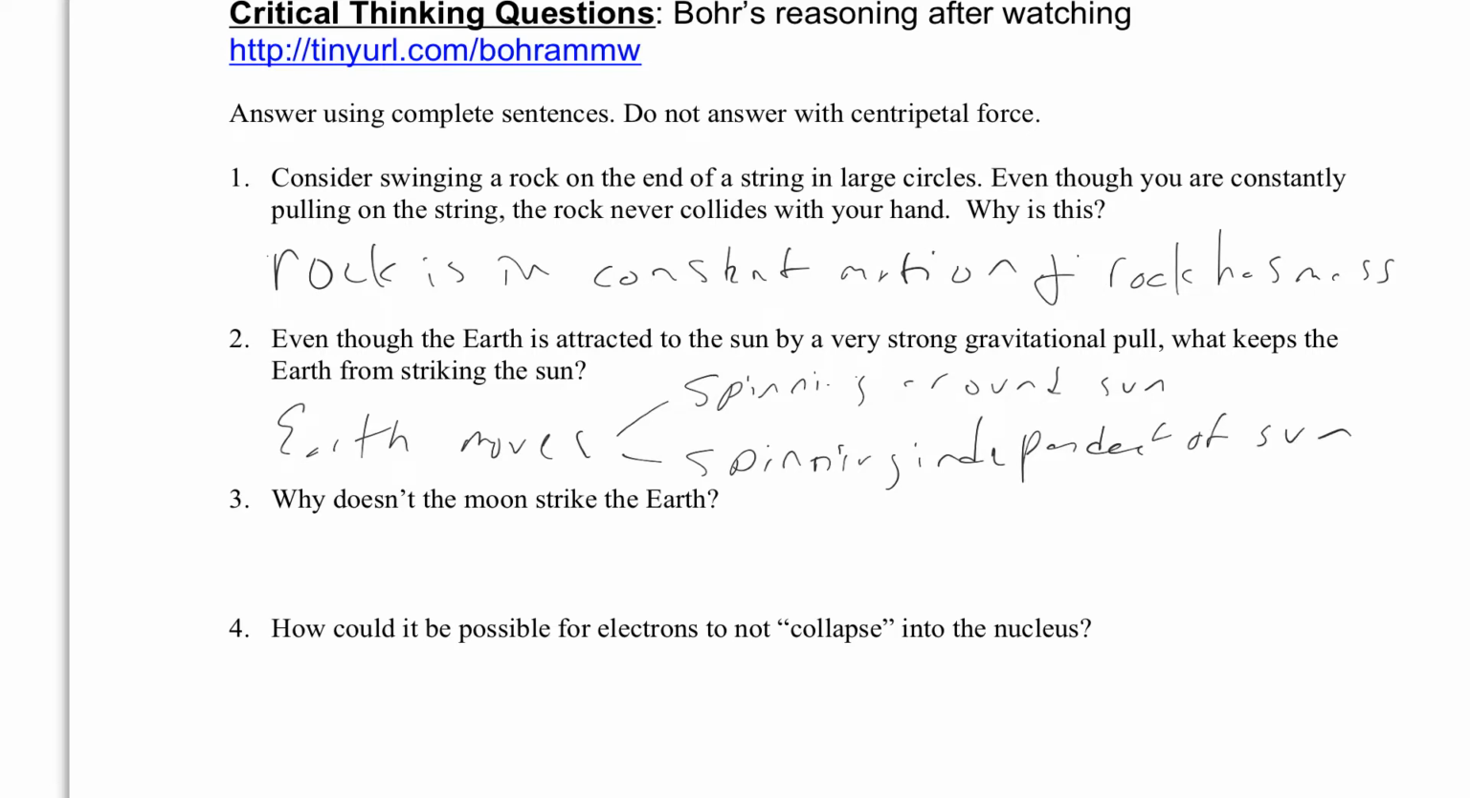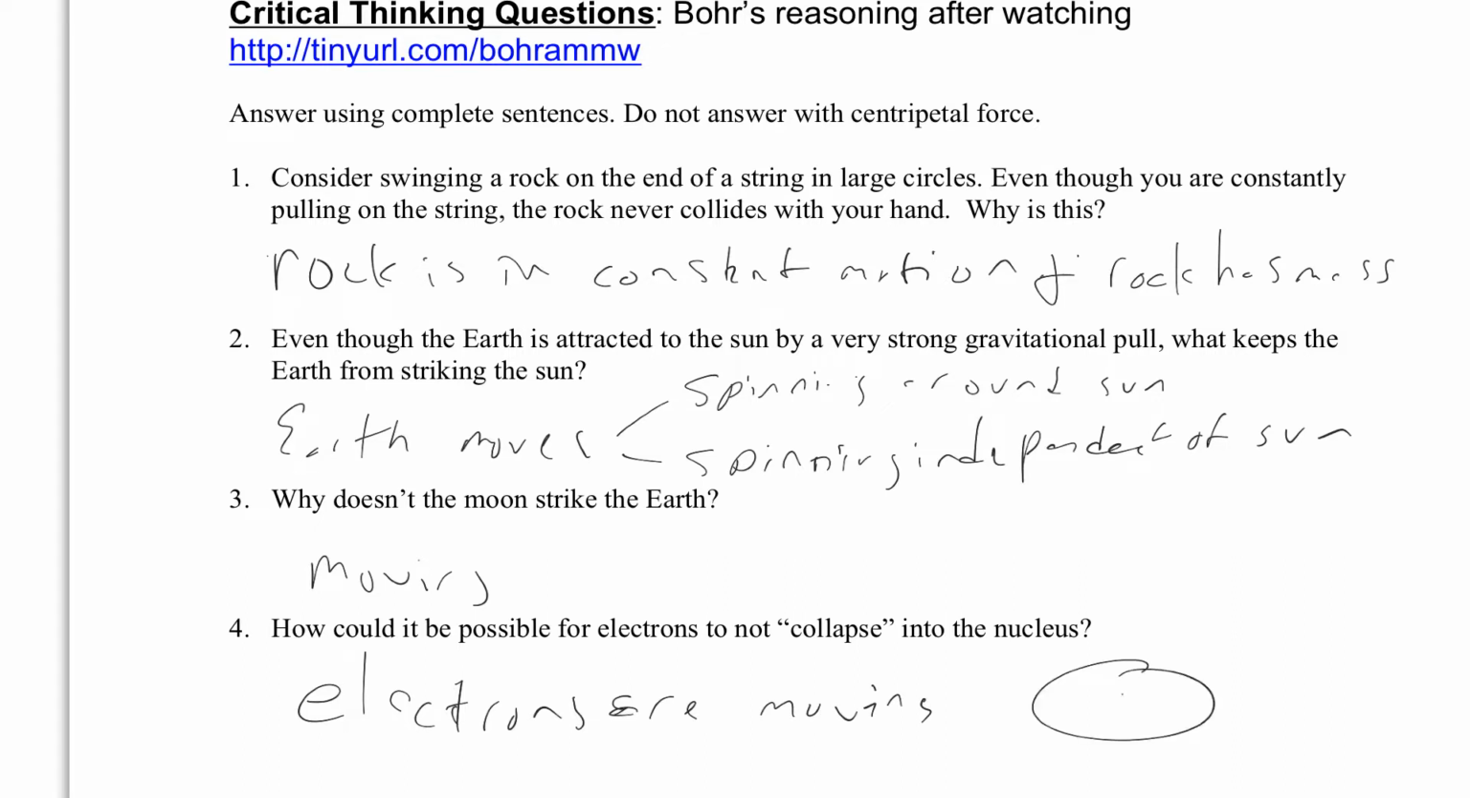Why does the moon strike the Earth? Again, it's moving. And because those electrons are moving. It's the old Incredibles effect. Violets.